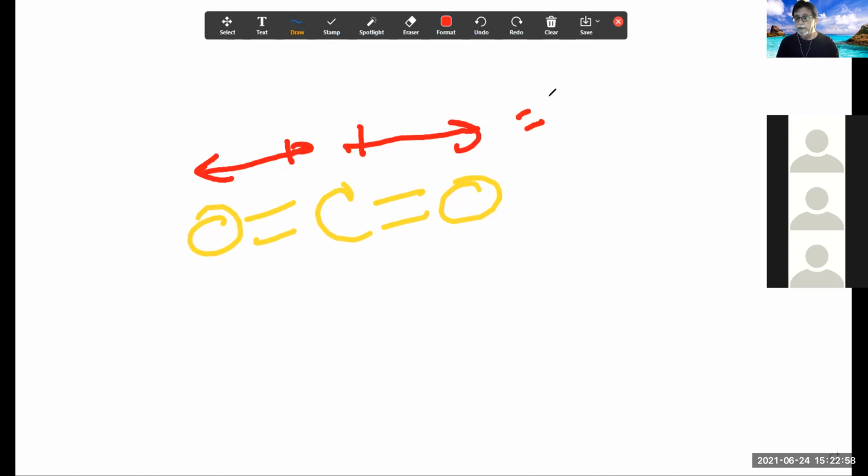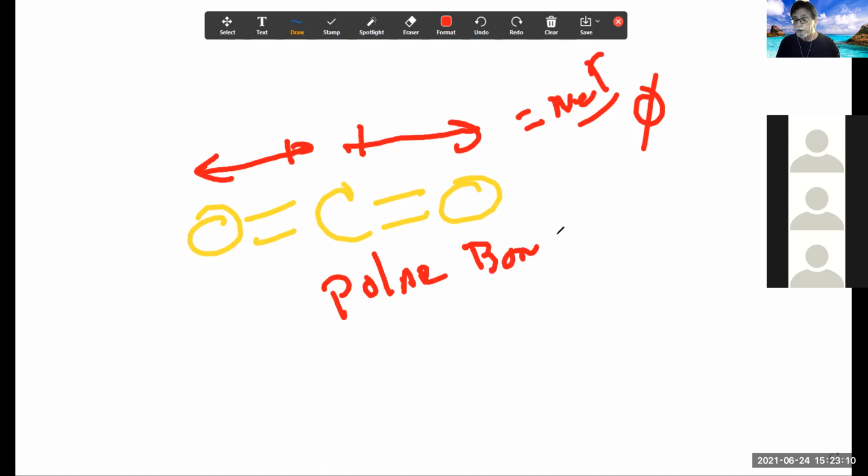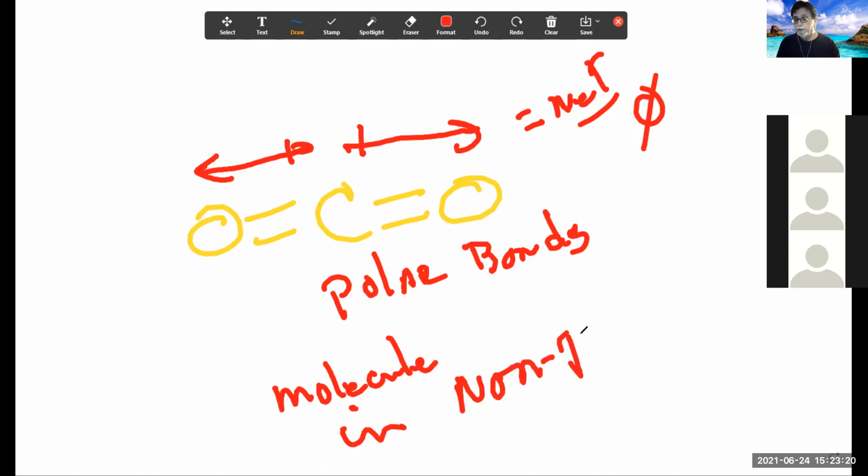The net effect is a 0, which means that even though we have polar bonds, the molecule is non-polar because the polarity of the bonds canceled out. Okay.